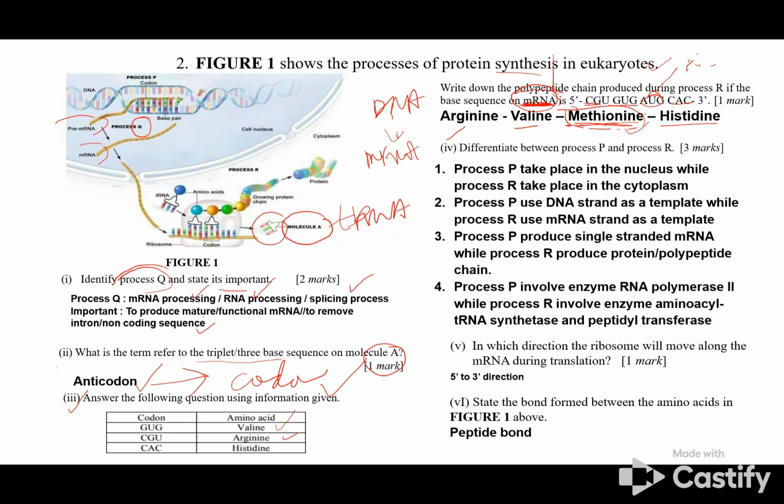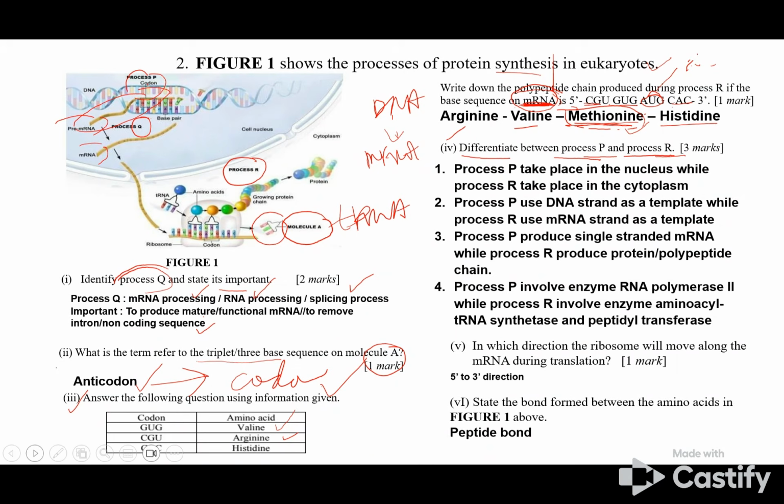Next, differentiate process P and process R. So what is given here? Where is process P? Over here. We can see that DNA is transcribed into pre-mRNA. It is not DNA replication, because clearly we can see it is transcribed into mRNA. And process R is very clear: outside the nucleus, in the cytoplasm, so it is translation. You do not need to mention what process P and process R are, just use the given letters.